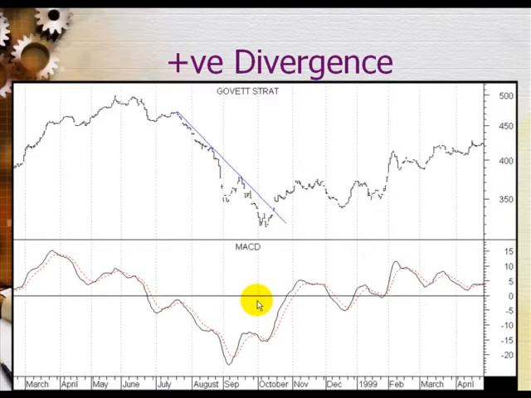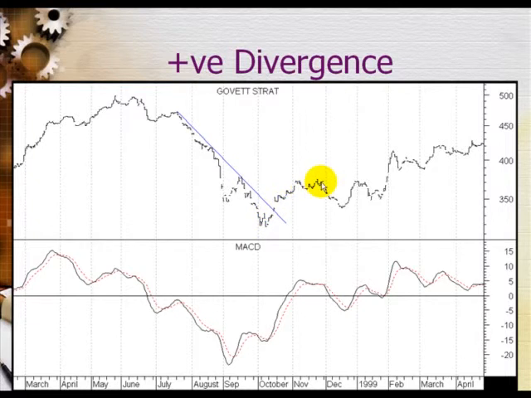Here, a positive divergence. I've drawn it from peak to peak. You can draw it from bottom to bottom, which is down here, lower lows, but the MACD makes a higher high. There, that's a positive divergence. When it moves through here, it suggests going long, and what happens? We get in at, say, 340, probably out taking at least a 20 pence rise. Exits we'll have to deal with later.